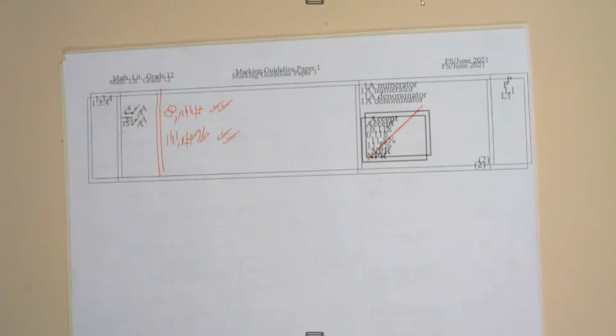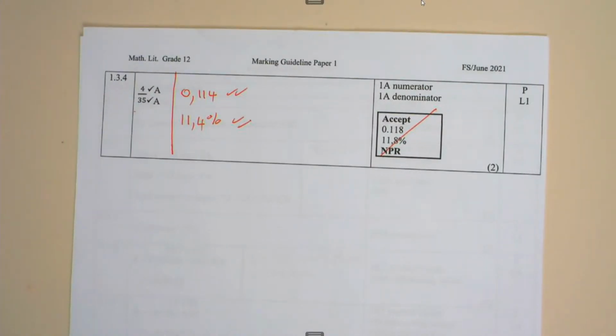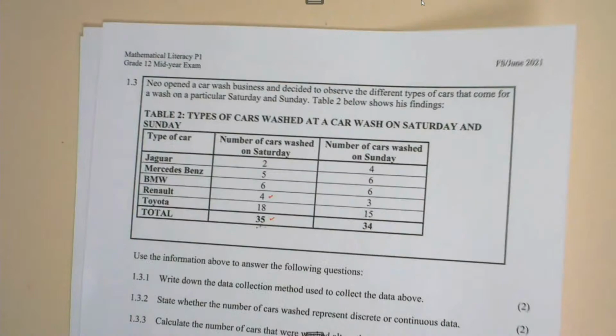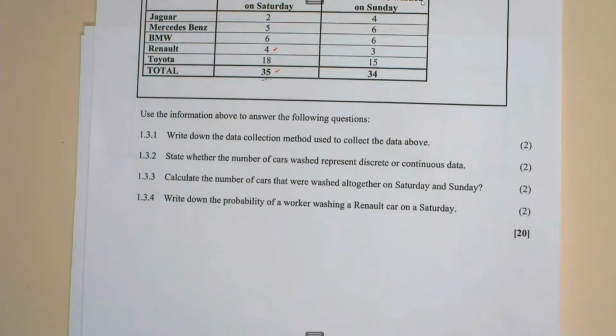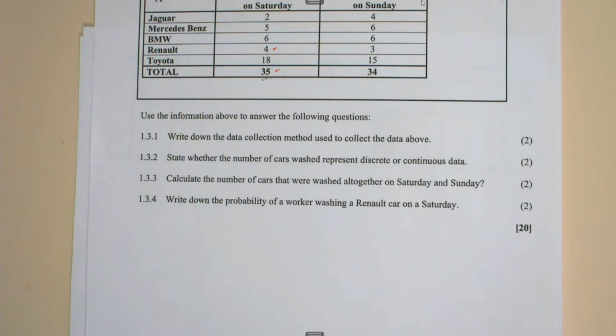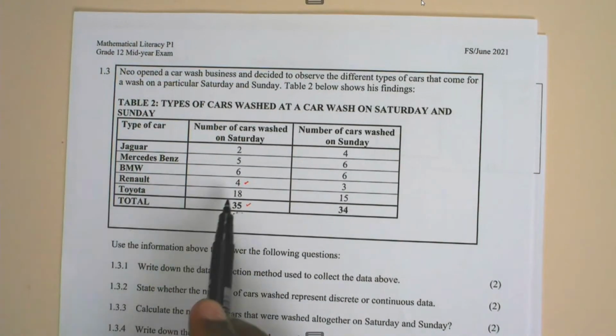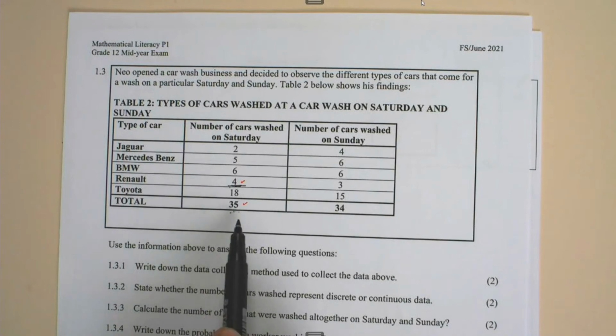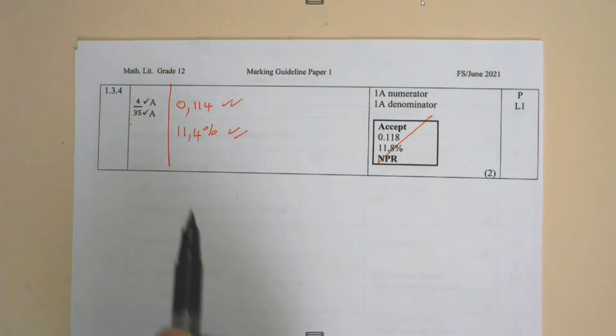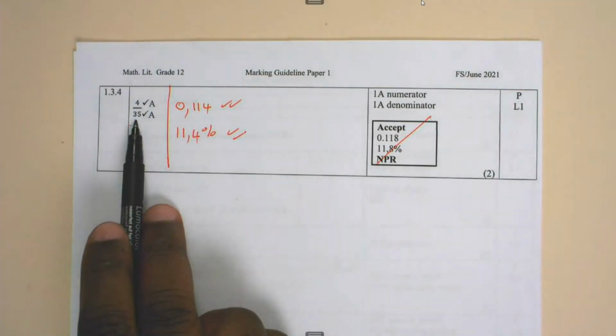The last question under question 1, it's 1.3.4. It says, write down the probability of a worker washing a Renault car on a Saturday. You go to Renault, you see Renault, it's 4 over the total number of the cars on Saturday, which is 35. We want the probability. Then the answer will be 4 divided by 35.